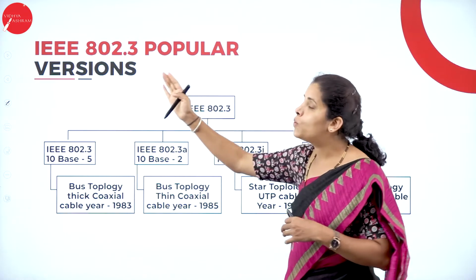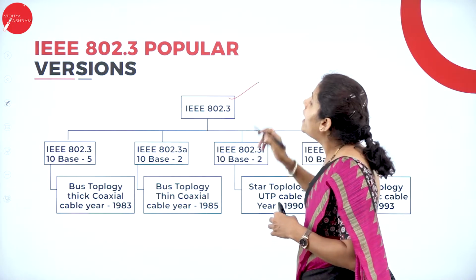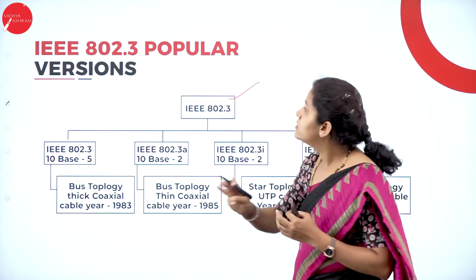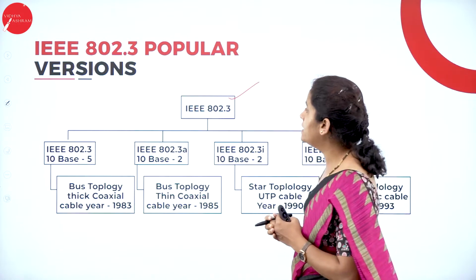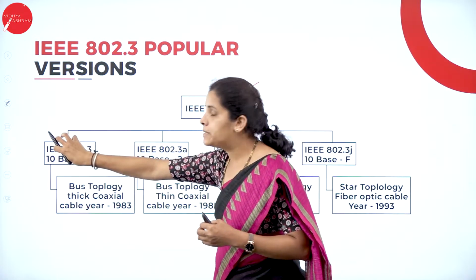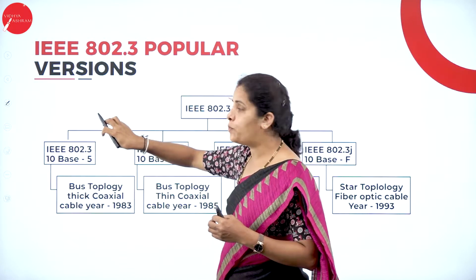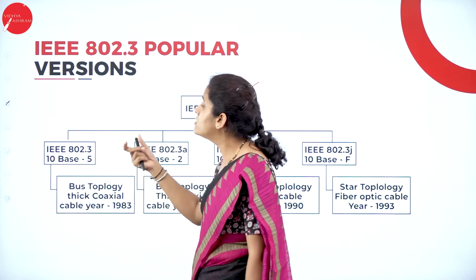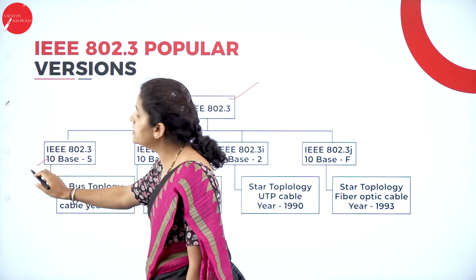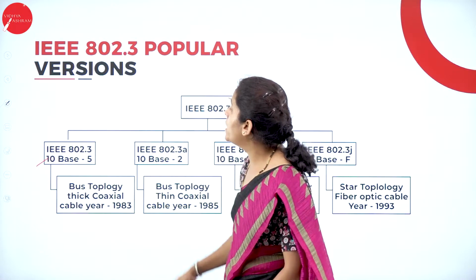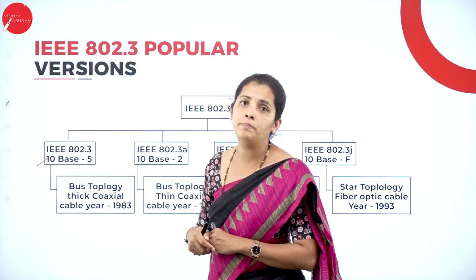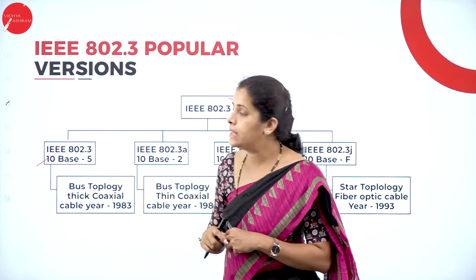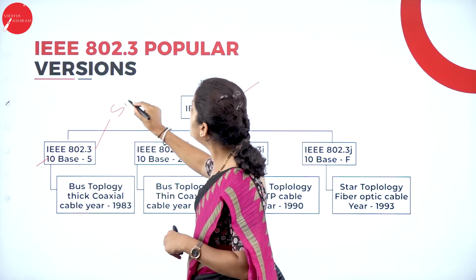Moving further, the summary of IEEE 802.3 popular versions. So IEEE 802.3 includes 4 different versions. The first one is IEEE 802.3 and it is represented as 10 base 5. Here 10 is your transfer rate, base is baseband transmission and 5 is the segment length. So it is 500 meters.